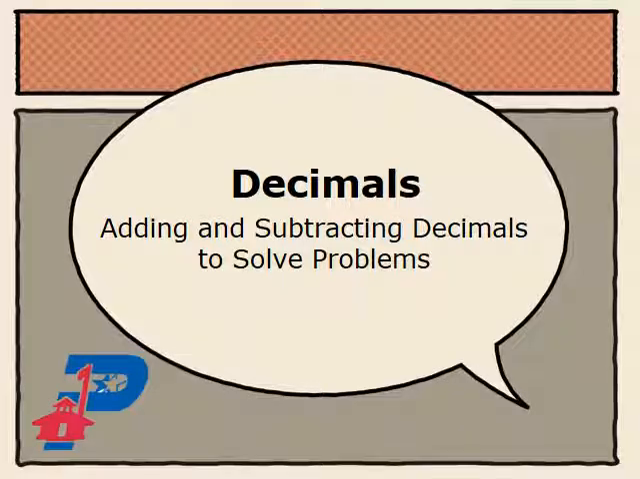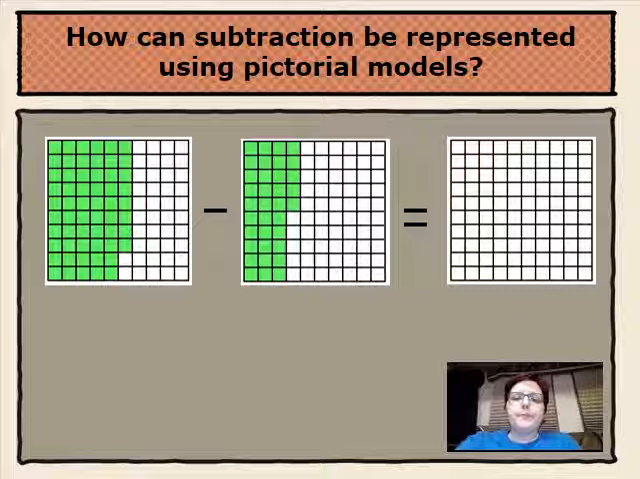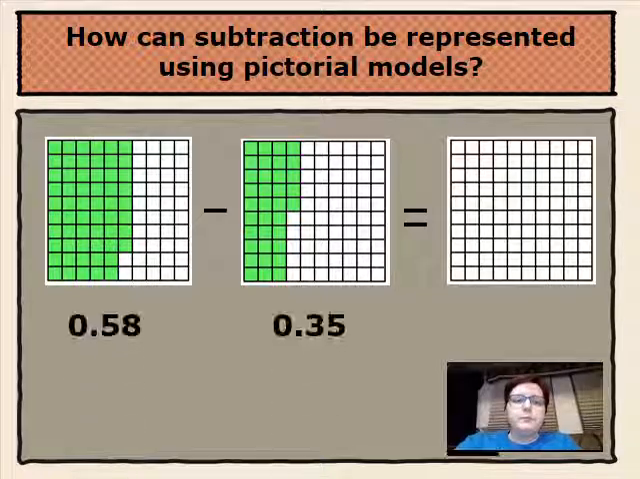Let's talk about adding and subtracting decimals to solve problems. How can subtraction be represented using pictorial models? Our pictorial models below are shown. We have 58 hundredths minus 35 hundredths.